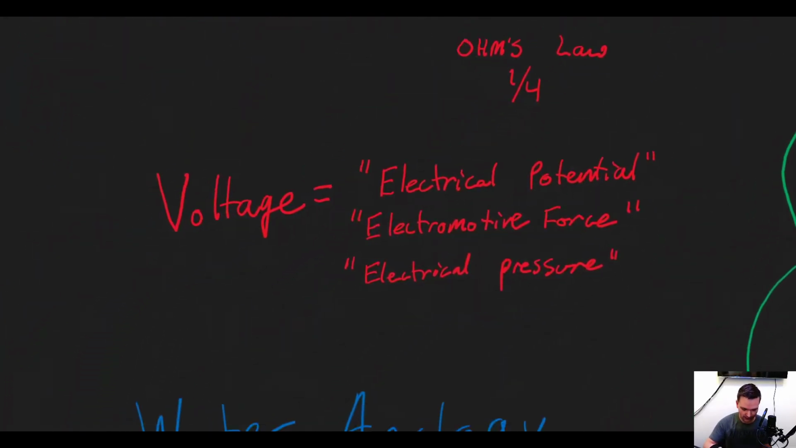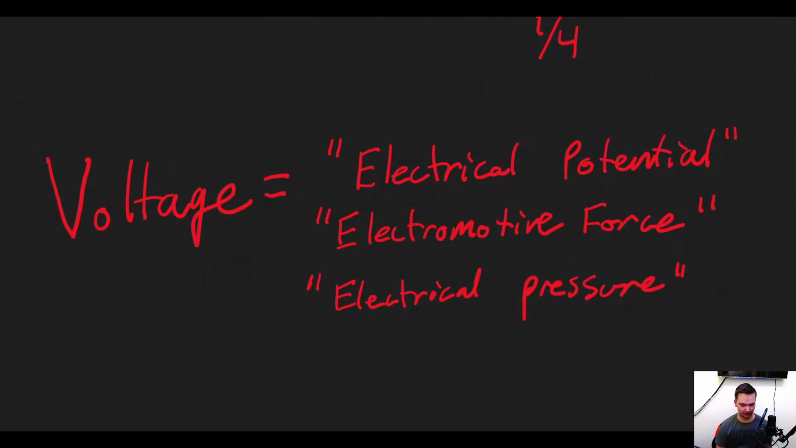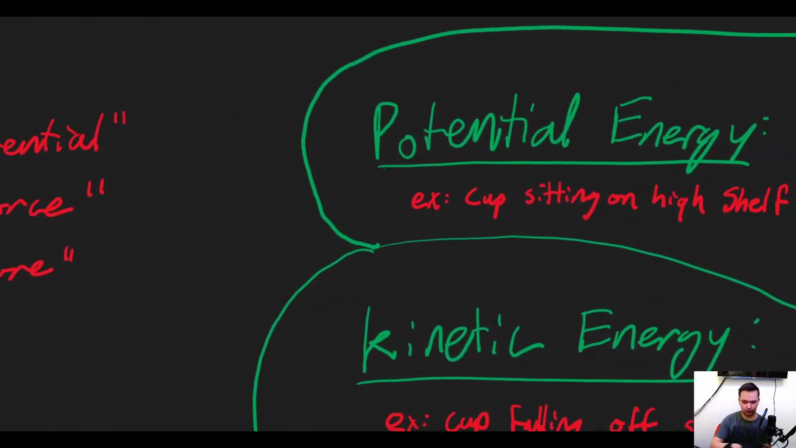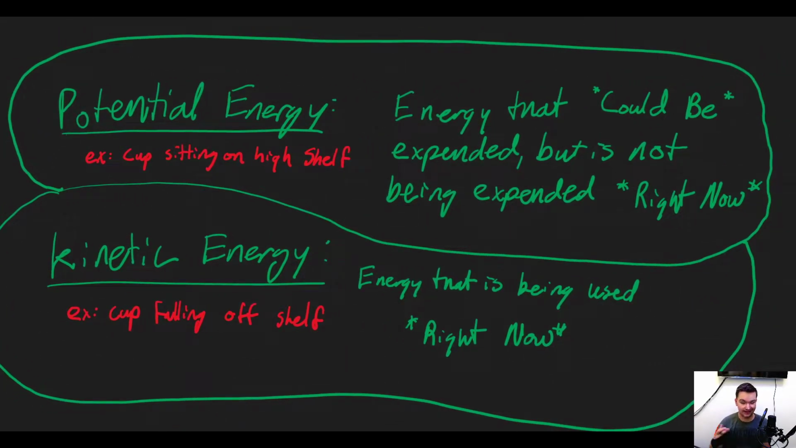Okay, so first of all, what is voltage? Well, voltage can be described in a number of different ways. Voltage is electrical potential or electromotive force or electrical pressure. Electrical pressure might be a good way to think of it, but more commonly people call it electrical potential. And if we want to talk about electrical potential, we need to review our different kinds of energy. So we have potential energy and kinetic energy. Potential energy is energy that could be expended, but it's not currently being expended right now.